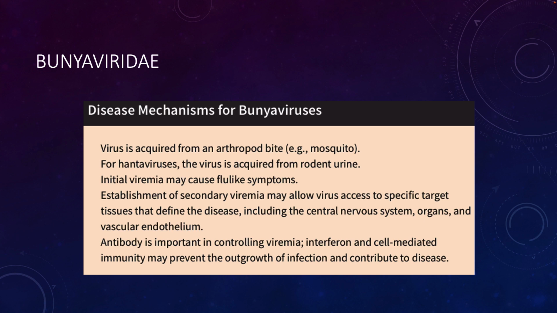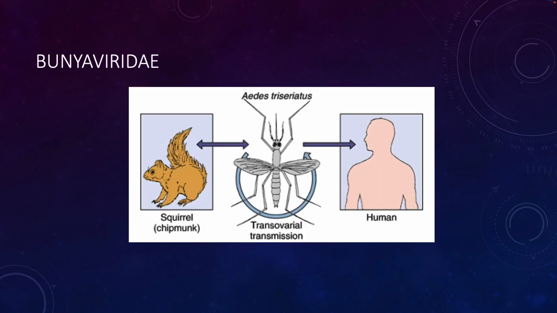Antibody is important in controlling viremia, but of course, interferon is going to cause those flu-like symptoms, but also be important as that initial response to the infection. And then cell-mediated immunity can help prevent the infection from getting even worse, but on the other hand, could also contribute to disease.